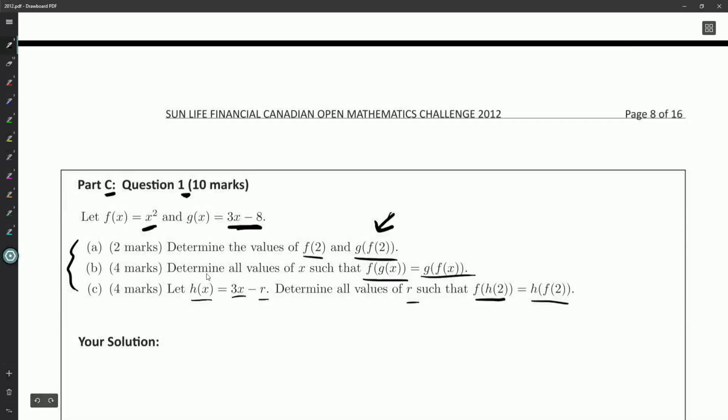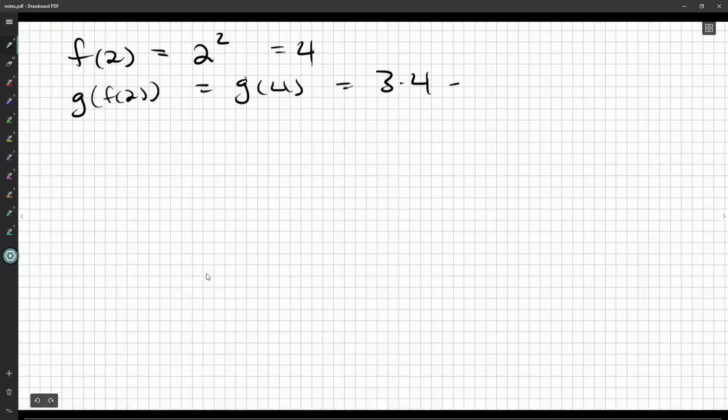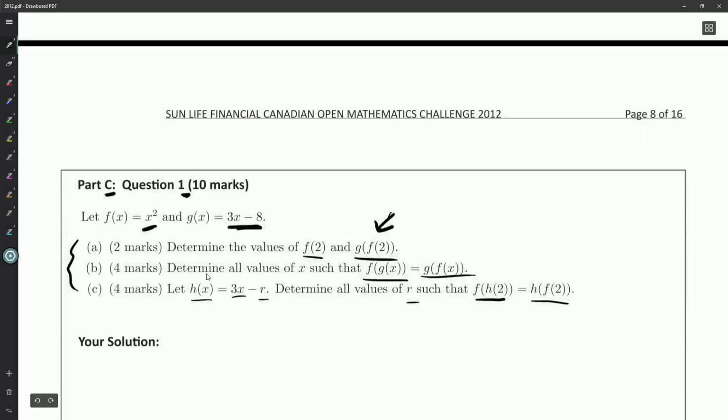No problem. F of 2, well, what's f? It's x squared, so every time I see an x, I replace it with a 2. 2 squared, 4. G of f of 2, well, I know what f of 2 is, so this is g of 4. So 3 times 4 minus 8. This is also 4, and that's a little suspicious. So they're both the same value.